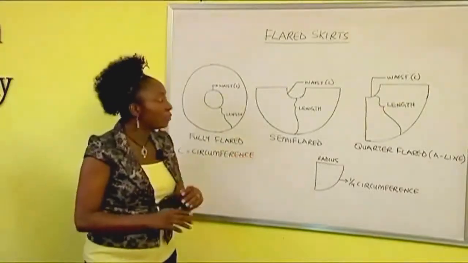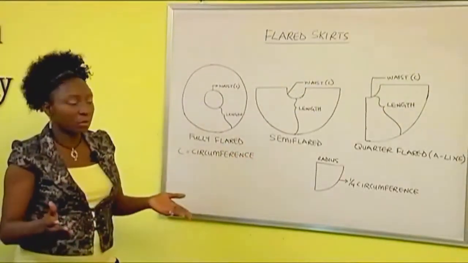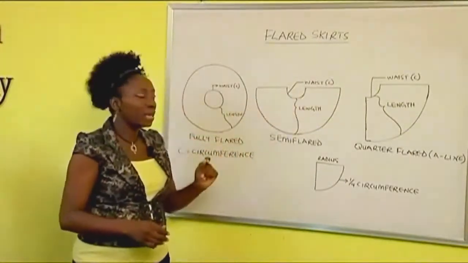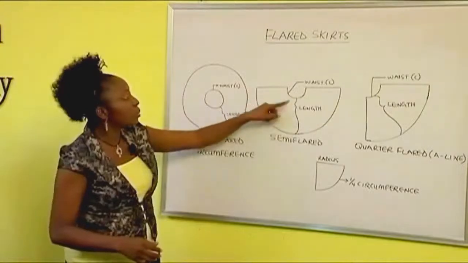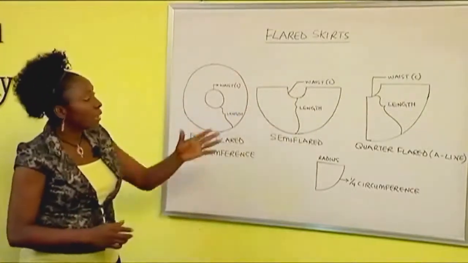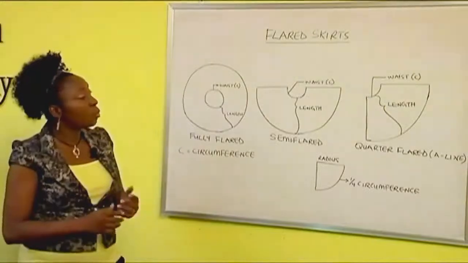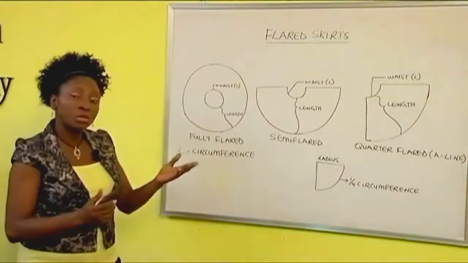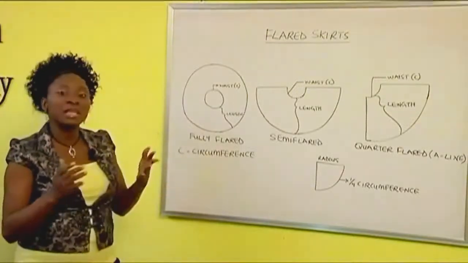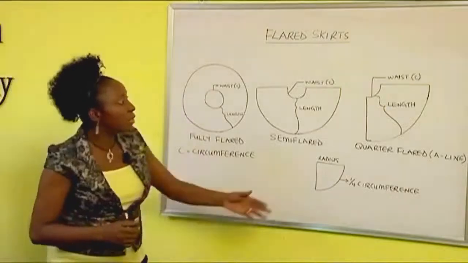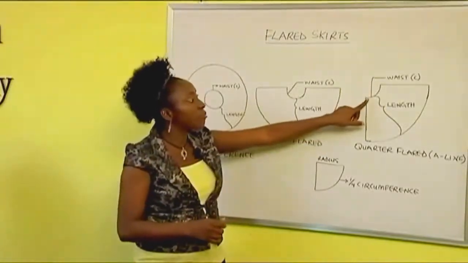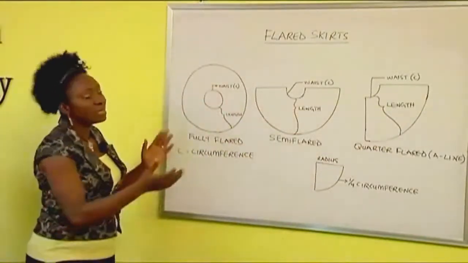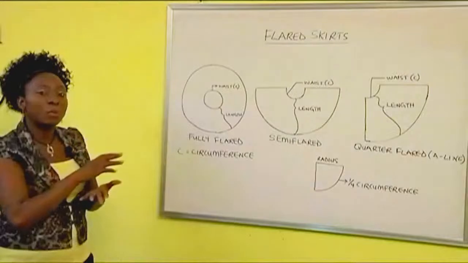Now if you look at the semi-flared skirt, you can see that it's a semicircle, with the inner semicircle representing the waist. The distance between the two semicircles gives you the length. The third one is a quarter circle, called the quarter flared skirt, also known as the A-line skirt. It's not as flared as the others, obviously. This quarter circle represents the waist, and the length is in between the two quarter circles.